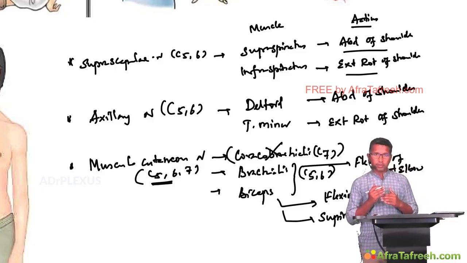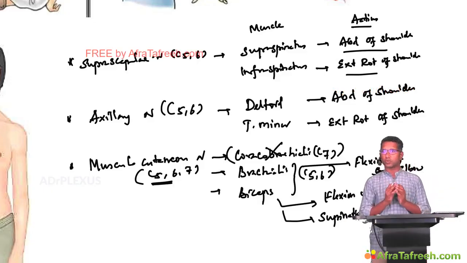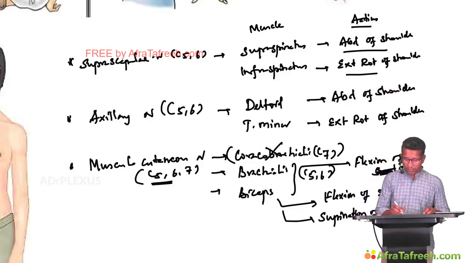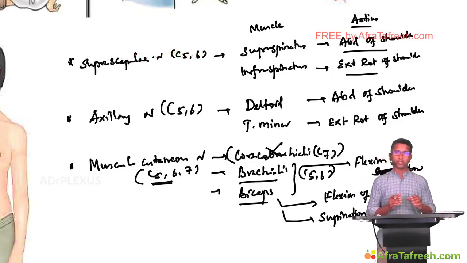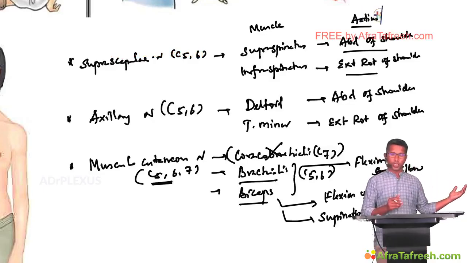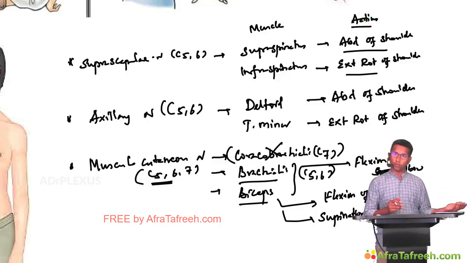When Erb's palsy happens, the musculocutaneous nerve and the C5 C6 roots do not work. So when the C5 C6 roots do not work, brachialis and biceps do not work. So just see what is happening here. You cannot do abduction of the shoulder, you cannot do external rotation of the shoulder, you cannot flex your elbow, you cannot pronate your forearm.